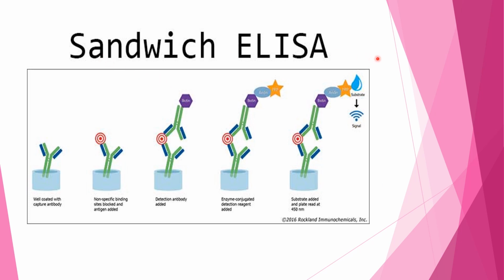Now next is sandwich ELISA. In the sandwich ELISA, the wells are already coated with the capture antibody. Then antigen is added which attaches to the surface of the capture antibody. Then a secondary antibody which is called detection antibody is added. This detection antibody attaches to the surface of the antigen, and now the antigen is sandwiched between two antibodies. Then a substrate or a chromogen is added. This substrate reacts with the enzyme conjugate and gives signal for the positive results, and the signal doesn't appear for the negative results.